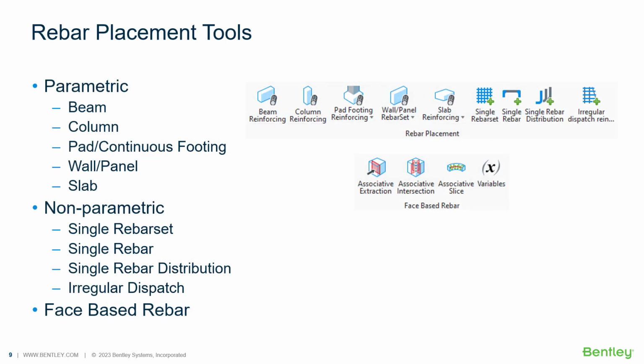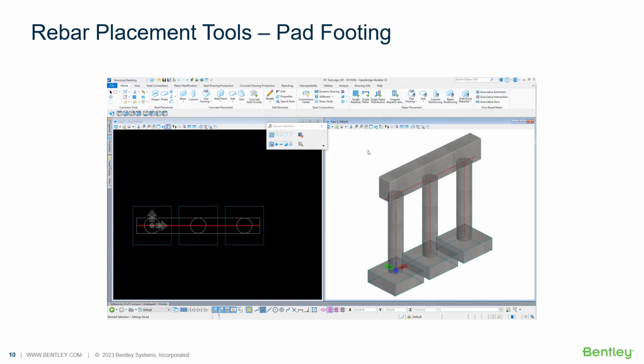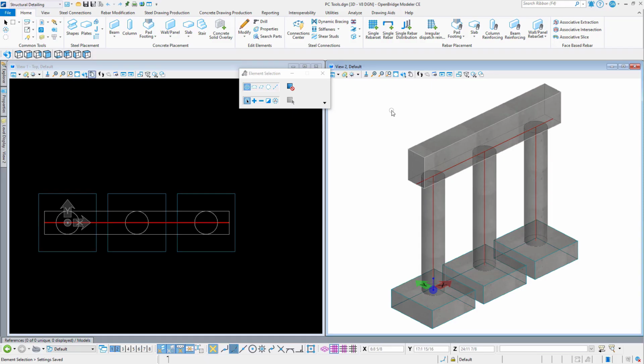Now these are, again, all of the bar placement tools, whether it's the parametric tools that are listed here, the non-parametric tools, or the face-based rebar. All of those are included with your OpenBridge license today. We don't need a separate ProConcrete or ProStructures license to access any of those. So let's work through each of these tools and how they could be used on a bridge model today.